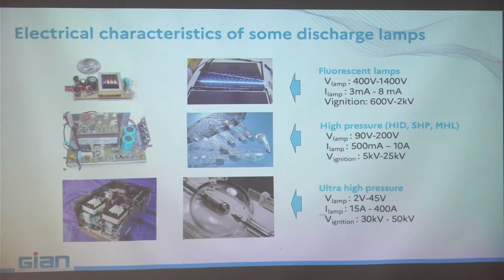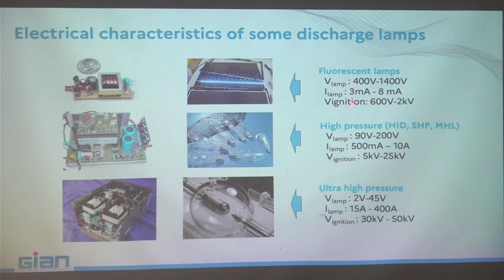Okay, here are the electrical characteristics for some discharge lamps. You have to know that in order to size your driver or your ballast. Fluorescent lamps operate between 400 volts and 1400 volts that you need. The lamp can go from a few milliamps to a few milliamps. For the ignition, you need high voltage.